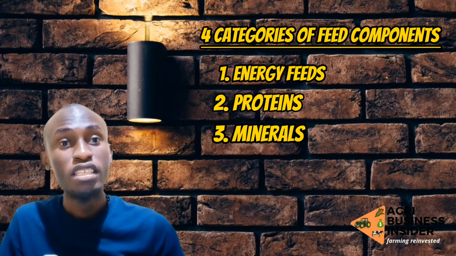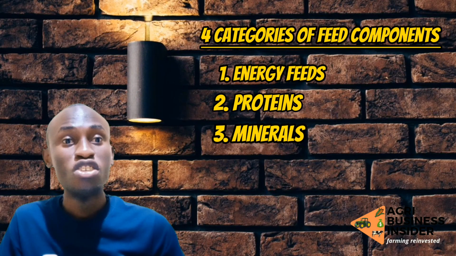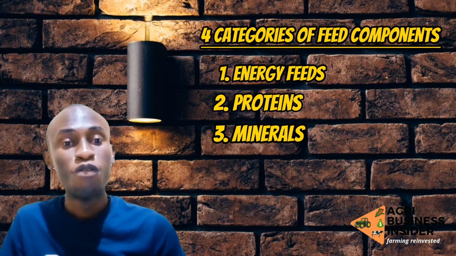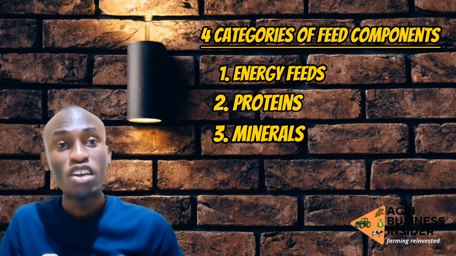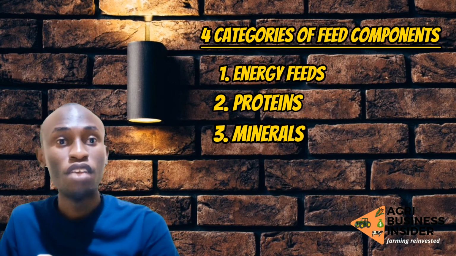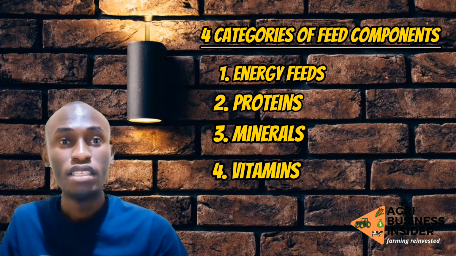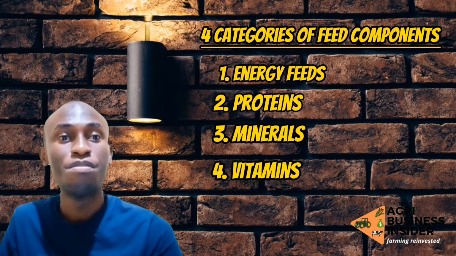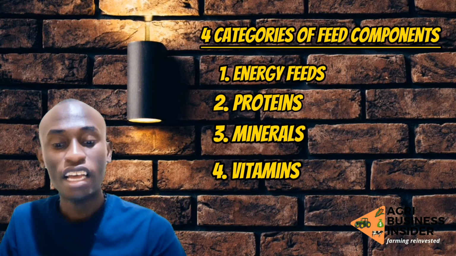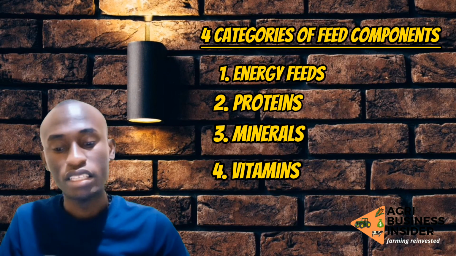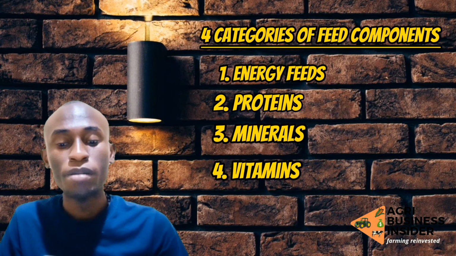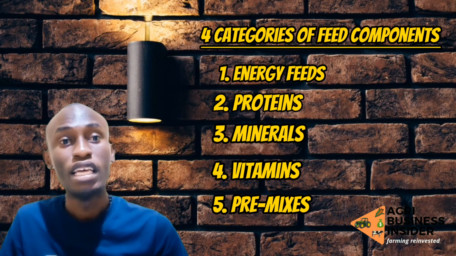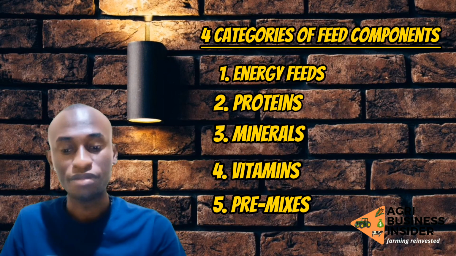The other category of feed components is minerals. These minerals that should be contained in our feeds should be either of the two, either calcium or phosphorus. The other category is vitamins. These vitamins are either vitamin A or D, and they should come when we give our chicken green fodder or grass. And the last category is premixes. These premixes contain minerals and vitamins that can be purchased from agrovets.